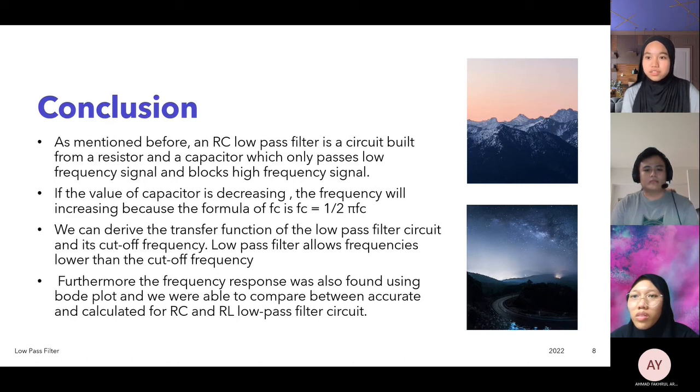A low-pass filter allows frequencies lower than the cut-off frequency. Furthermore, the frequency response was also found using both plots, and we are able to compare between the measured and calculated values for the RC and RL low-pass filter circuits. At frequencies well above the cut-off frequency, the capacitive reactance of the capacitor C is much lower than the resistance of the resistor, causing the output voltage to decrease 20 dB per decade increase in frequency. So that's all for the conclusion.